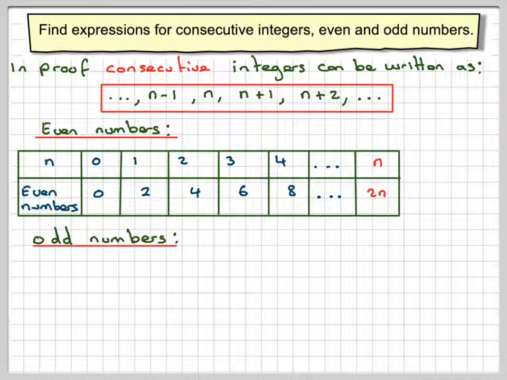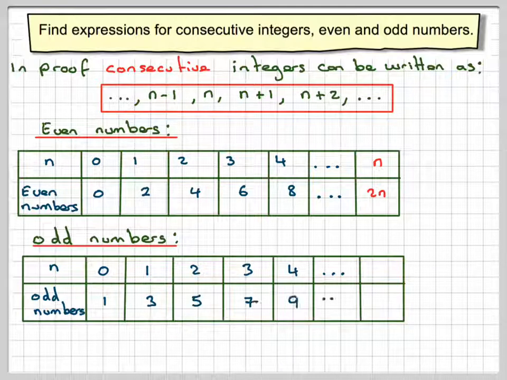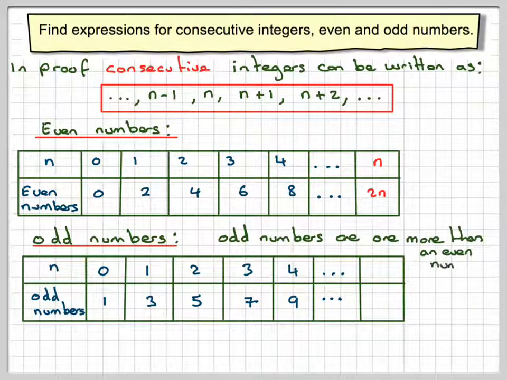And then for odd numbers, slightly a bit more difficult. So we've got n, 0, 1, 2, 3, 4. And we're going to make the first odd number 1, 3, 5, 7, 9. Now you can see this by, let's just look at this one. This number here is one more than this number here. This number here is one more than this even number here. This number here is one more than this even number here. And this one is one more than this even number here. So odd numbers are one more than the even number. So that's going to be 2n plus 1.